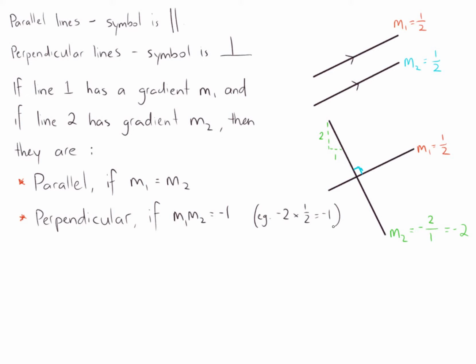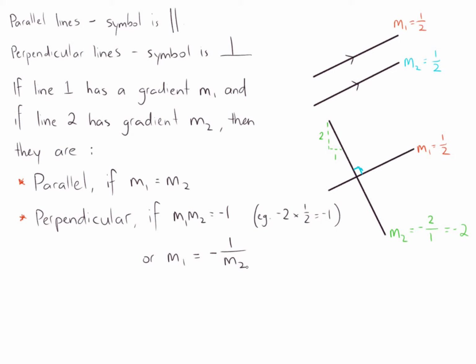Another way of looking at it is that if we know one gradient, well, the other gradient is going to be the negative version of the first gradient, and it's also going to be the reciprocal. It's going to be flipped.